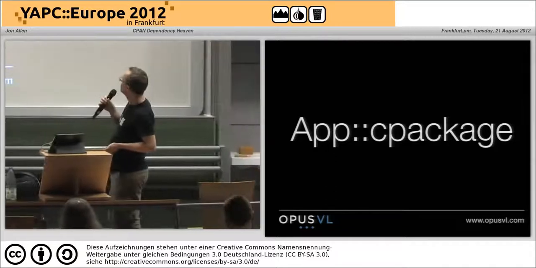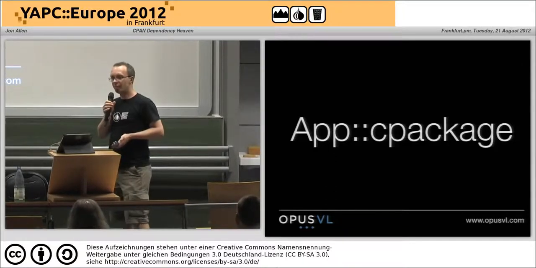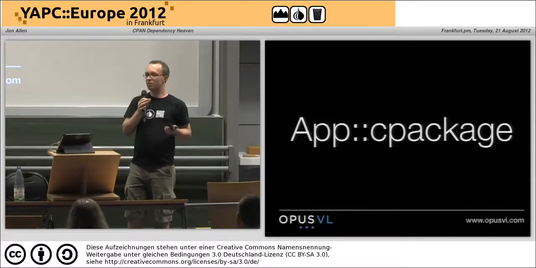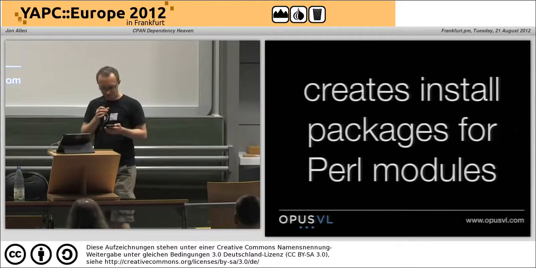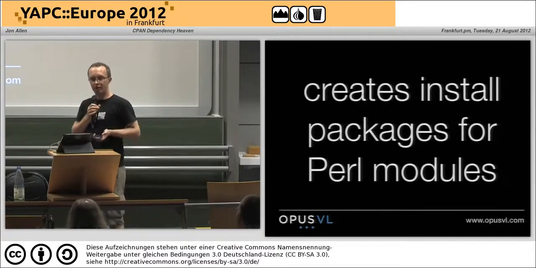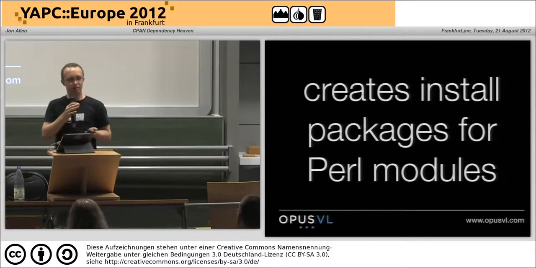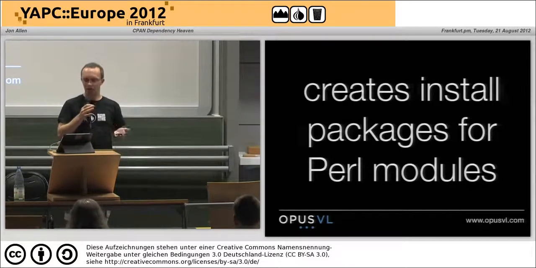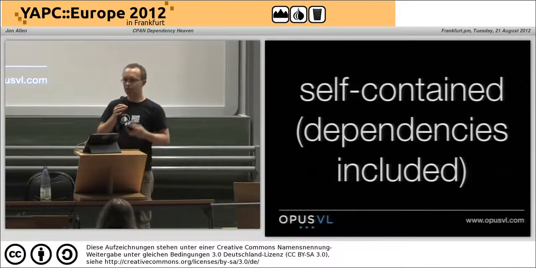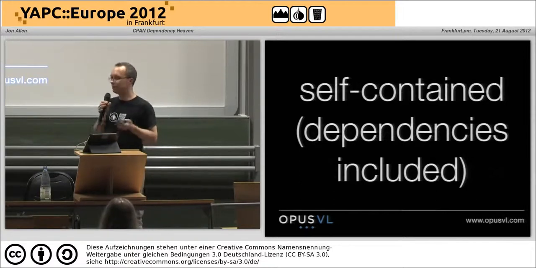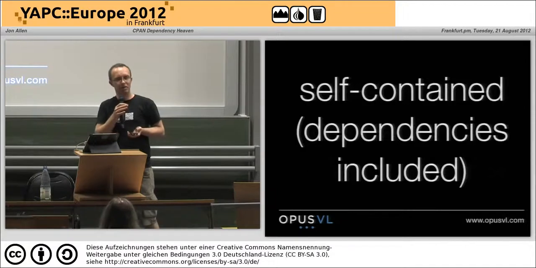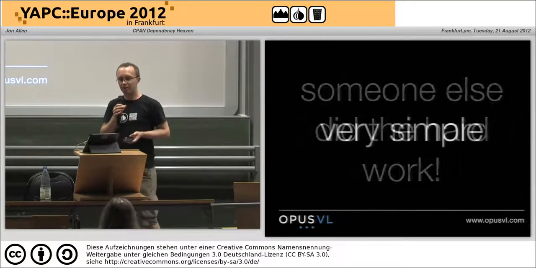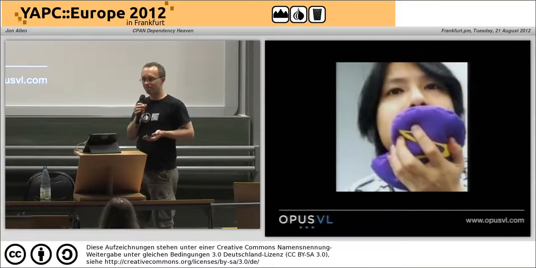So the last thing I'm going to talk about is App::CPAN::Package, which makes Perl software compliant with Elaine's Law. It creates an install package. It's very different, it's not an RPM, it's not a deb, it's a Perl install package that you can just run. Self-contained installer, all the dependencies are there. And this turned out, it sounds like a relatively complex problem to do, but it turned out to be really quite straightforward to write, because somebody else did all the hard work.